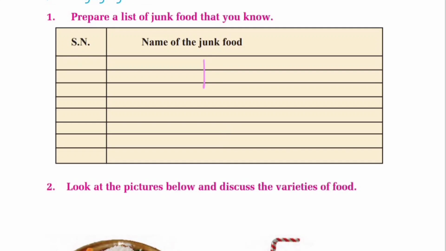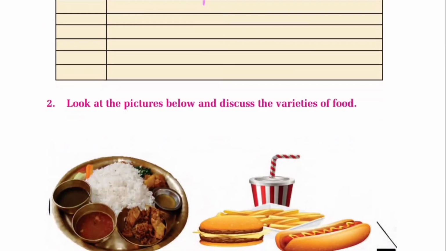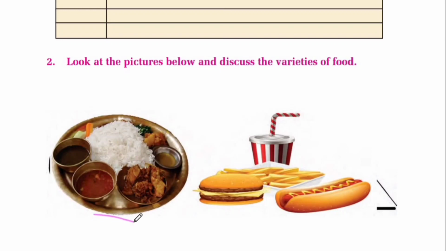Next one, look at the pictures below and discuss the varieties of food. So first one, this is called thali, typical Nepali food. Next one, this one is called cold drinks or soft drinks, and this one is called hamburger, or simply write down burger. Next one, this is french fries, and this one is hot dog. Again, this one thali, this one soft drinks or cold drinks, this one french fries, this one hamburger or burger, and this one is called hot dog.